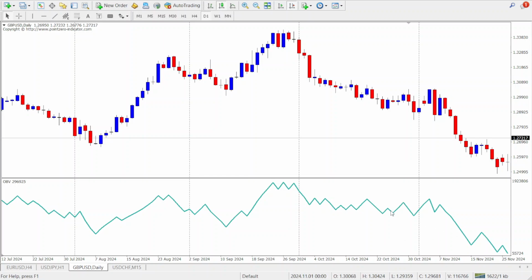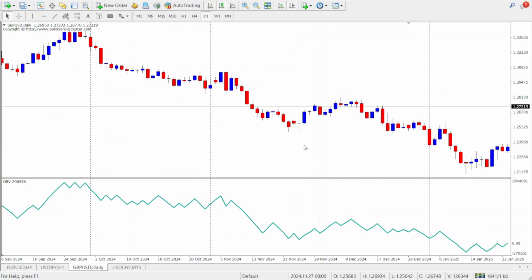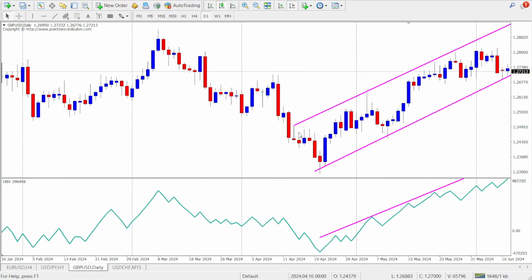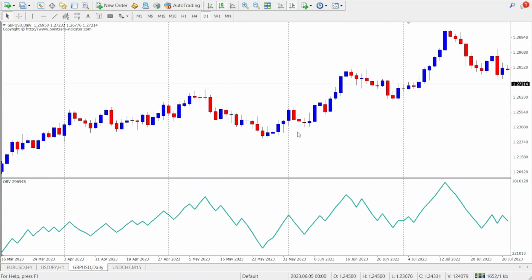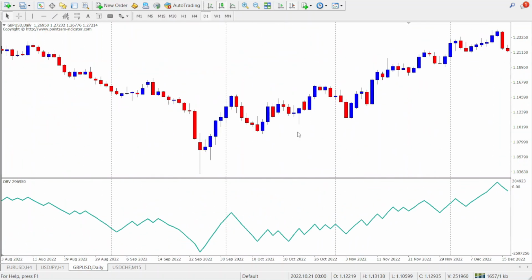So OBV is also great for confirming breakouts. When price is breaking through a key resistance level but OBV is not increasing, the breakout might be fake. Okay, let's see if we can find a very quick example.